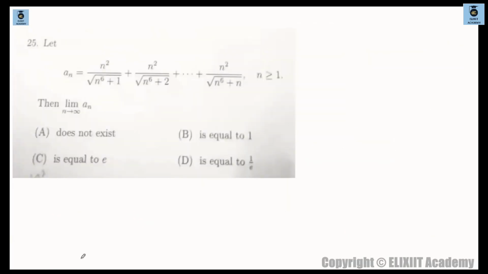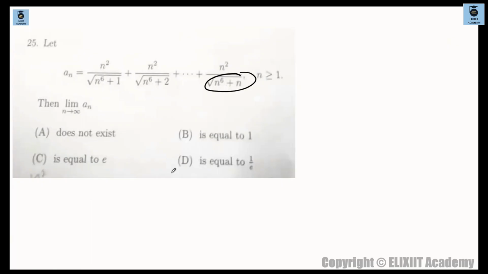Okay, next we have this question from limits. So a n is given to be some series, and we have to find the limit of a n as n tends to infinity. Here the maximum denominator is root over n to the power of 6 plus n. As the denominator increases, the overall fraction will decrease. So that will give you the lower bound. And as the denominator decreases, the fraction will increase.